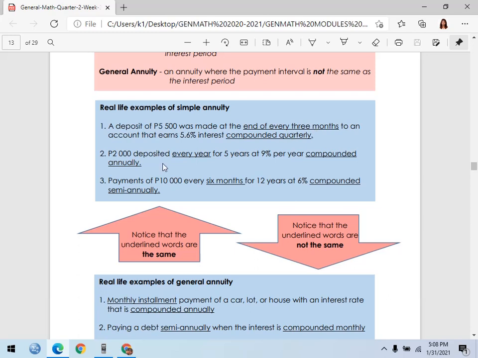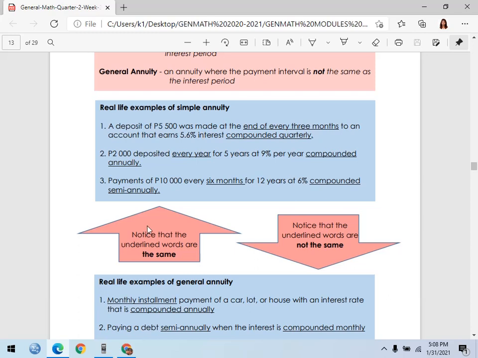Number 2, 2,000 pesos deposited every year for 5 years at 9% per year compounded annually. So, every year siya nagbabayad and annually yung pagbibigay ng interest. Annually means once a year. So, same sila na interval is 1.